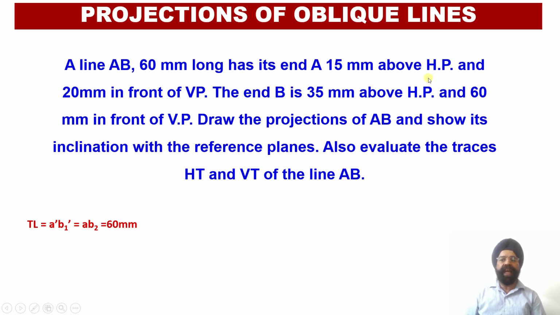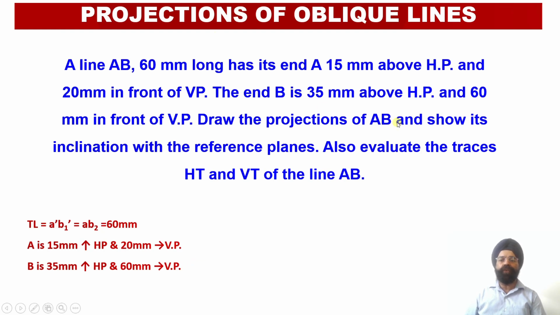And end A of the line is lying 15 millimeter above the horizontal plane and 20 millimeter in front of the vertical plane. So it means that end A of the line is lying in quadrant number 1. Similarly, the end B of the line is lying 35 millimeter above the horizontal plane and 60 millimeter in front of the vertical plane. So end B of the line also lies in quadrant number 1.